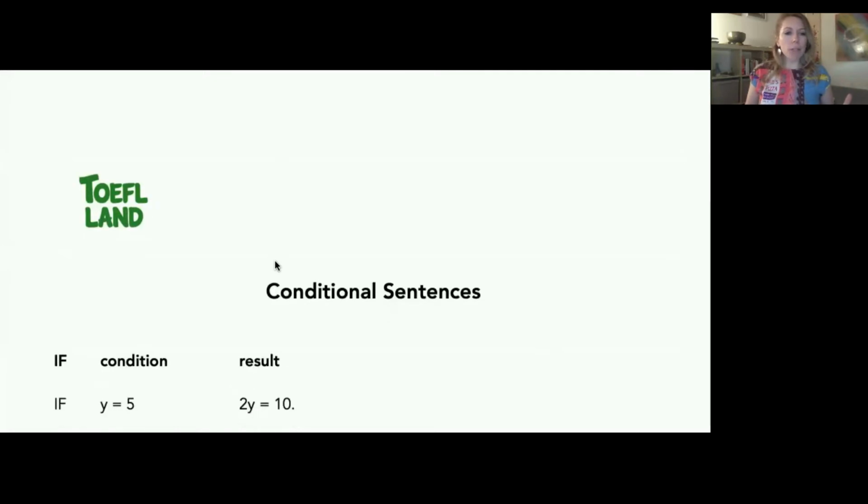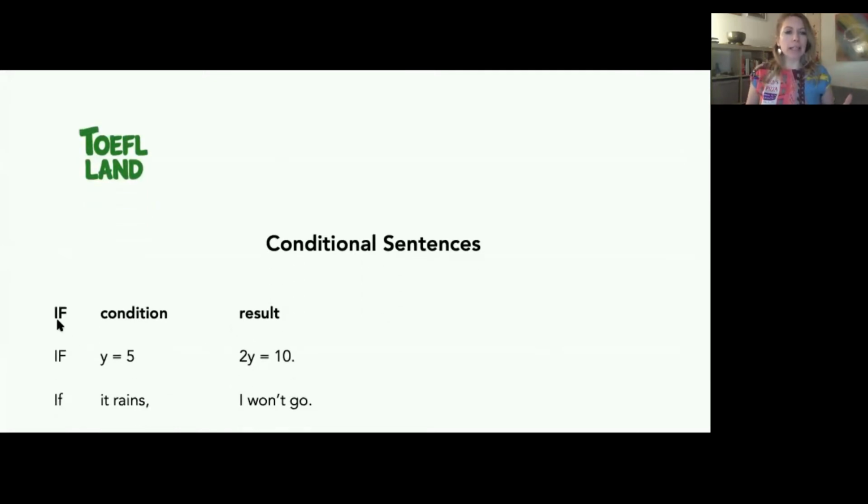So we have what's called the conditional tense, and basically it requires an if, a condition, and a result. So for example, if y equals 5, then 2 times y, or 2 multiplied by 5, equals 10. Okay, that's my result. Here's another situation using language instead of mathematics. If it rains, I won't go.